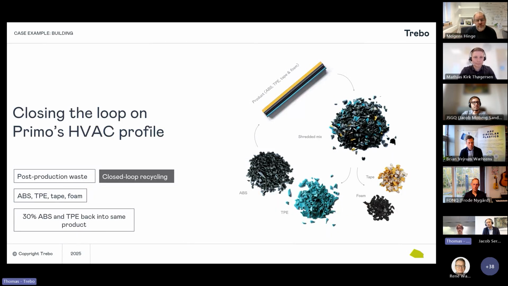Another closed loop is from our customer Primo. They do extruded profiles, also a very complex waste stream where they have ABS, TPE, tape, and foam. They then use 30% recycled material in the exact same product, so also closed loop.